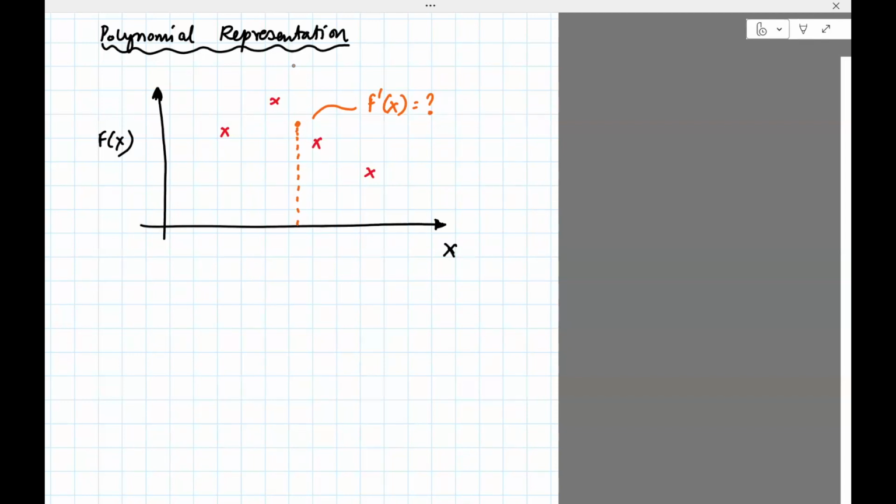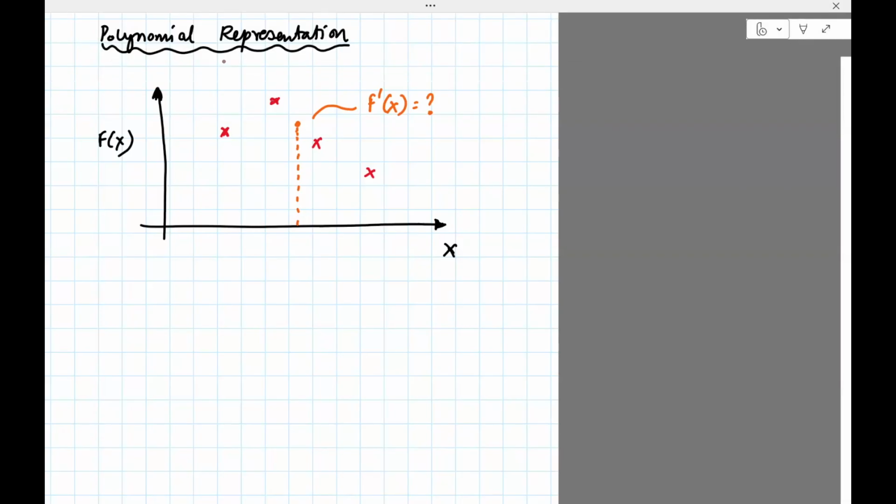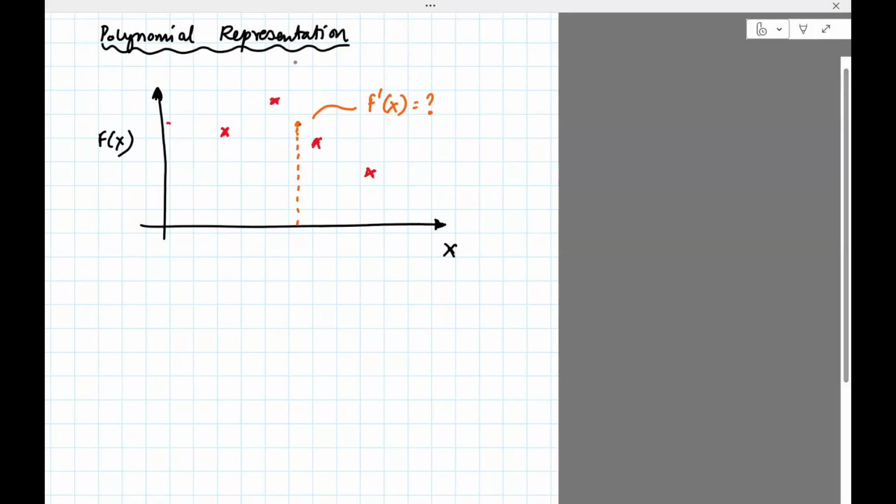Let's say that you have a plot of f of x as a function of x, and you're only given certain points. The crosses are known points, right? So you did an experiment, let's say, and then you measured some data, f of x, as a function of x, but you only have access to those 4 data points. You're asked to compute f dash x at some unknown point. So let's say this point, you need to know what f dash x is.